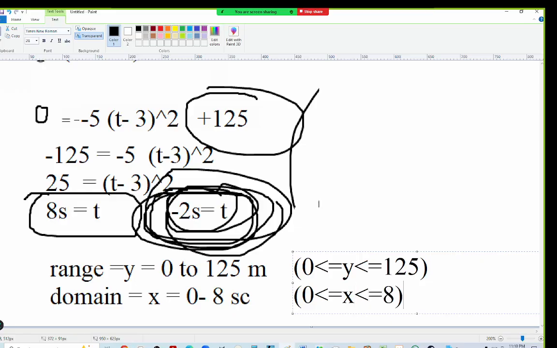That's one way they might want the domain and range. Or sometimes your teacher might want it like this, which is a way of skipping the x and the y. Just saying the minimum is 0, the max is 125, the minimum is 0, the max is 8. It's just skipping this part. You're right. Ask your teacher which he wants because it'll matter for points.